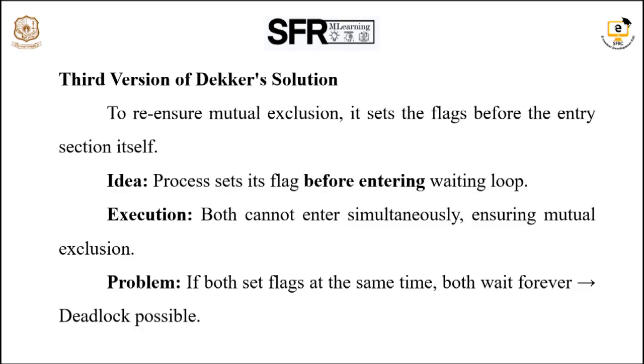In the third version of the Dekker solution, the idea is that the process sets its flag before entering the waiting loop, and then executes. Both cannot enter simultaneously, so mutual exclusion is ensured. The problem is that if both set their flags at the same time, both wait forever, causing deadlock. These are the issues with the third version of the Dekker solution.